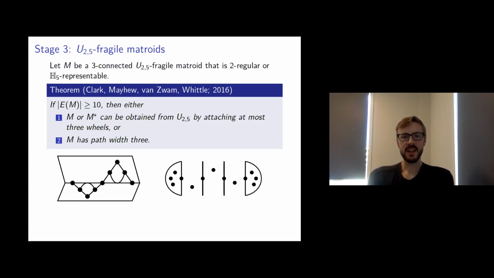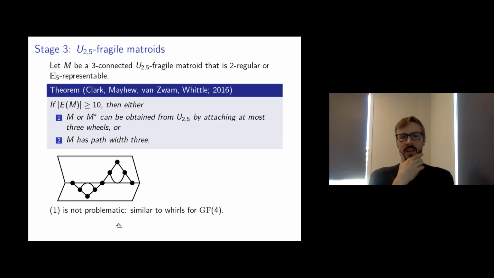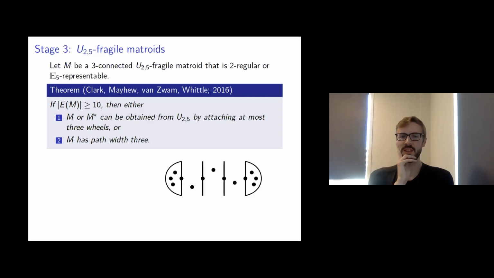So this first case here, where we have these wheels glued onto U2,5, I didn't mention this so far, but with the proof for excluded minors for GF(4), the fragile matroids that crop up in this case are wheels. And there are various reasons why these are nice to deal with. And in some ways, this first outcome is equally good for us. So we're really just concerned with the case where you get something in the second family of objects.